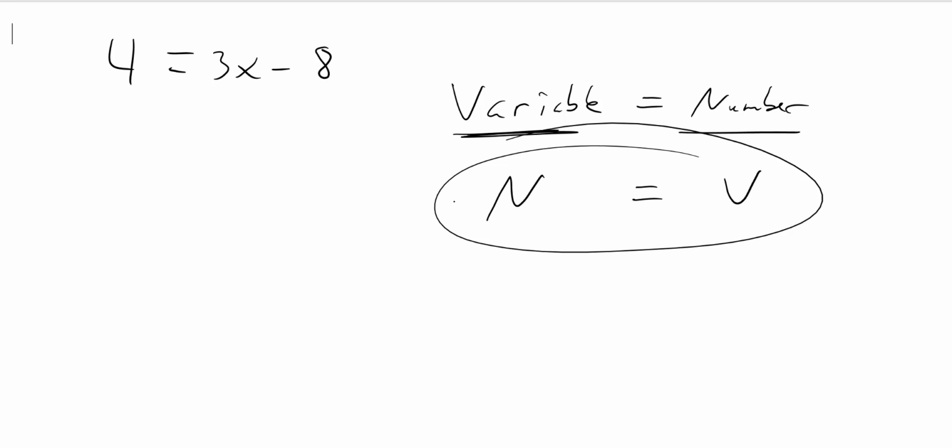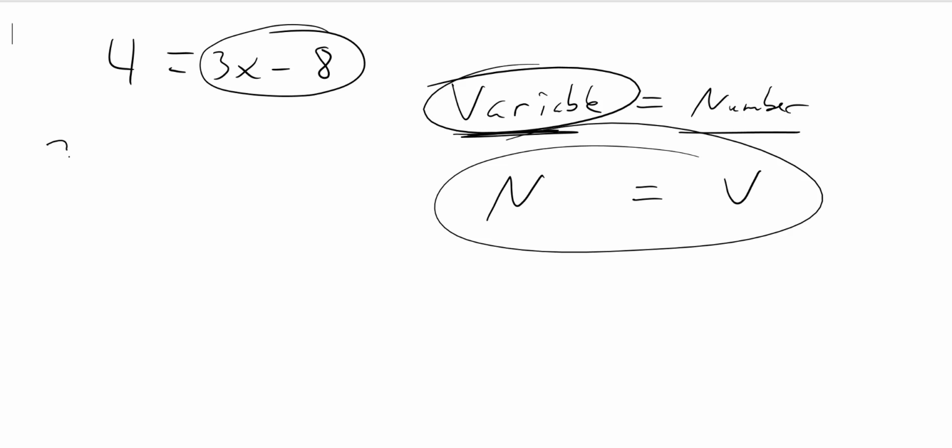So what I would like you to do is see that 3x minus 8 equals 4 and say, I need my variable on the left side. So I'm literally going to take 3x minus 8 and put it on that side, equals 4. It's the same thing, except now my variable is on my left-hand side. No matter how you look at it, they equal each other, but I just want my variables on the left-hand side and all my numbers on the right.